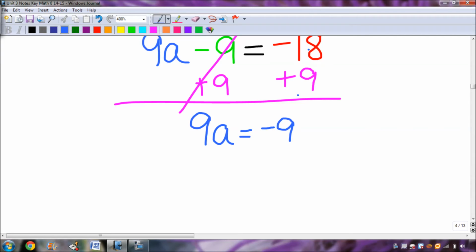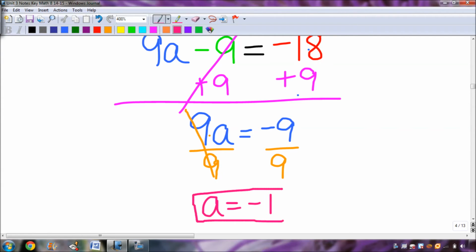Last thing I need to do is get rid of this 9 in front of this a. Well, it's multiplication, so the opposite of multiplication is division. So I'm going to divide both sides by 9. 9 divided by 9 does cancel each other out to give you 1. You get 1a. But you don't have to write down 1a. That means that it's just plain and simply a. So your answer is a equals negative 1.